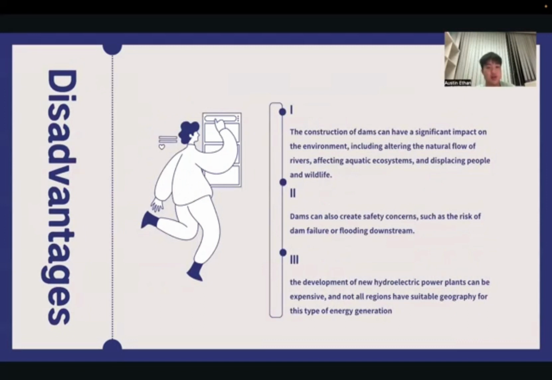There are also some disadvantages. The construction of dams can have a significant impact on the environment, including altering the natural flows of rivers, affecting aquatic ecosystems, and displacing people and wildlife. Dams can also create safety concerns such as the risk of dam failure and flooding downstream. The development of new hydroelectric power plants can be expensive, and not all regions have suitable geography for this type of energy generation.